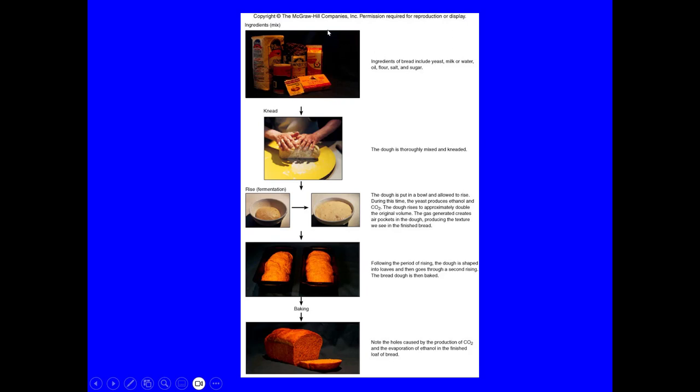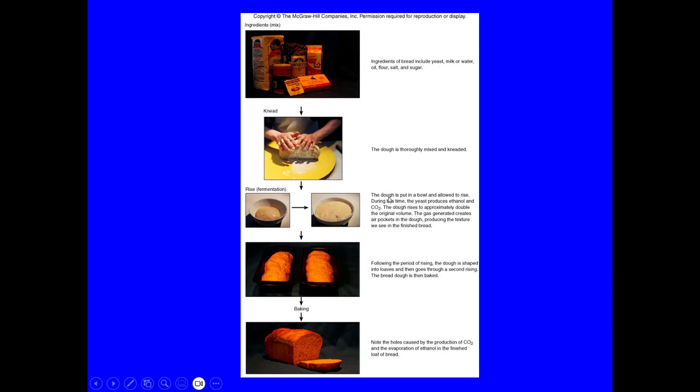And you can see how this works out. Very simple. You have the ingredients: yeast, milk or water, oil, flour, sugar, and salt. And you go through this process right through here. Mix it by kneading it. You have a rise, and this is due to fermentation, and there's going to be a lot of CO2 present in various little bubbles here and there. You're also going to have some gaseous ethanol.